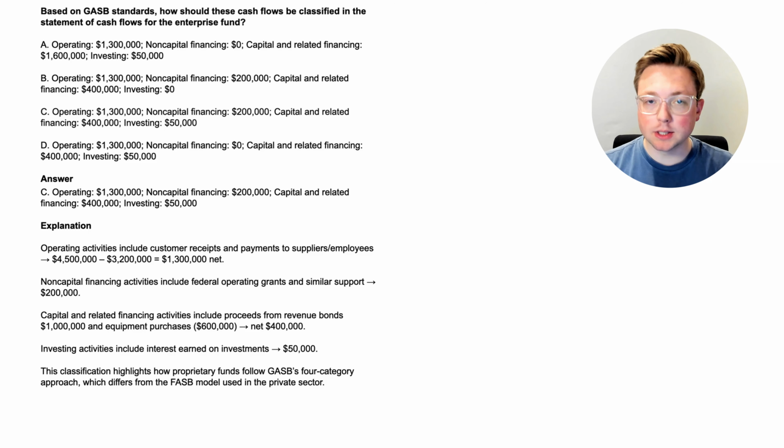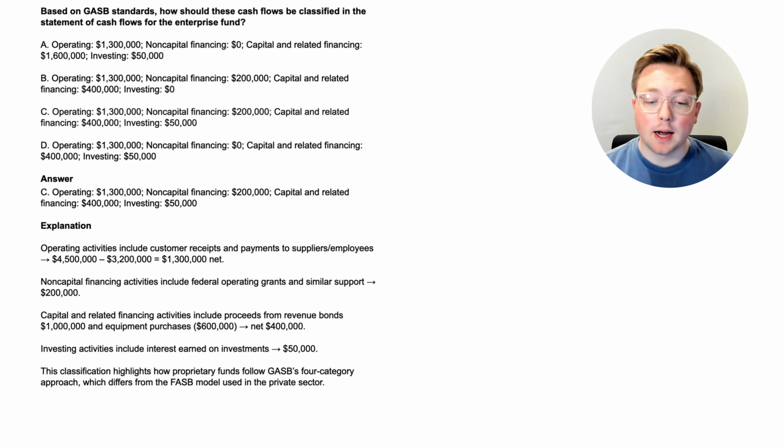By the way, we are going to dive a little bit more into each of these different categories, the operating activities, the non-capital financing, the capital and related financing, and the investing, in the following questions. But just to finish this up, investing activities include interest earned on investments. So they had $50,000 of interest. So again, overall, operating $1,300,000, non-capital financing $200,000, capital and related financing $400,000, and investing $50,000.